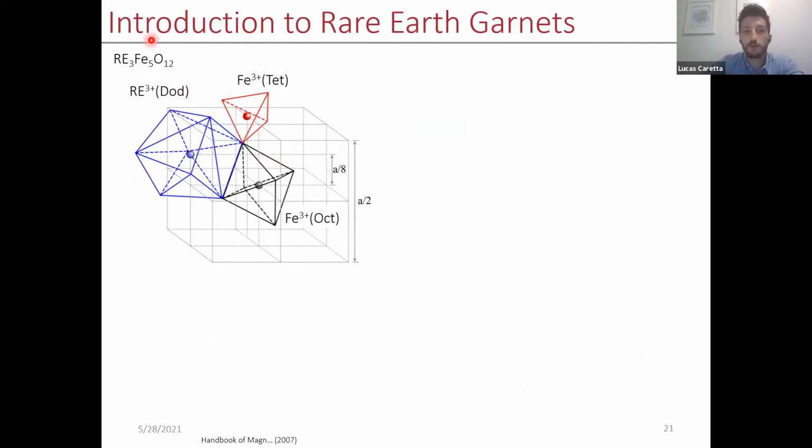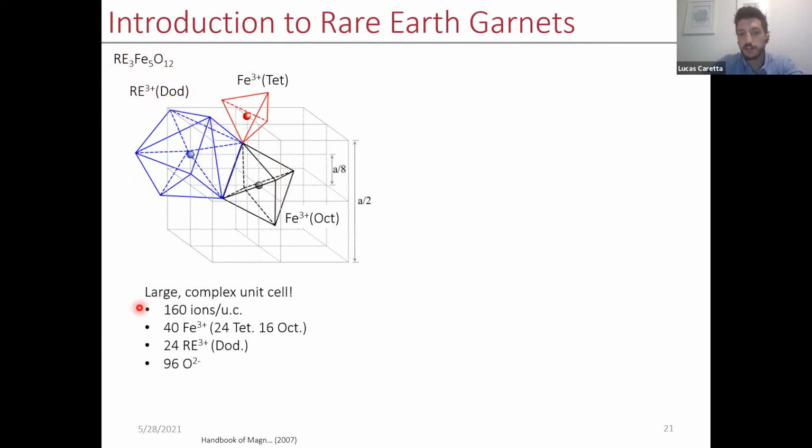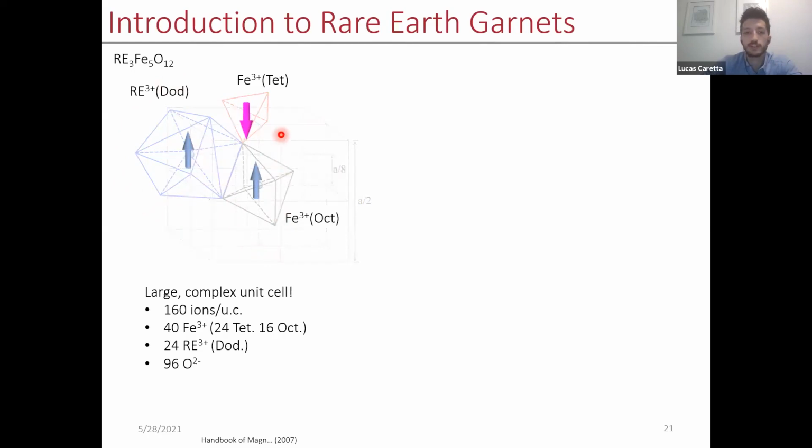They take the chemical form A3B5O12, and they have a really complex unit cell, which has over 100 atoms per unit cell in various different sites. But fortunately, magnetically speaking, they're relatively straightforward. There are just 3 magnetic sublattices in these materials: 2 iron magnetic sublattices and 1 rare earth sublattice. The interactions between these different sublattices are as follows.